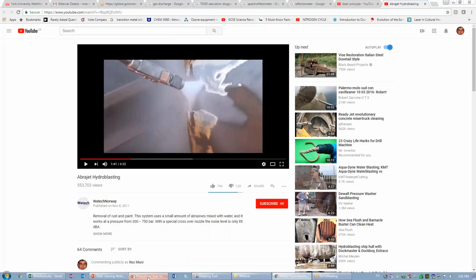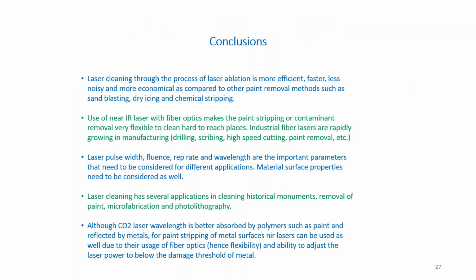Okay, so let's move on. So let's get to the conclusions. So what are the conclusions? Laser cleaning through the process of laser ablation is more efficient, faster, less noisy, and more economical as compared to other paint removal methods such as sandblasting, dry icing, and chemical stripping.